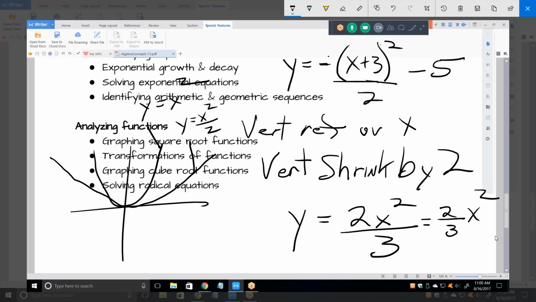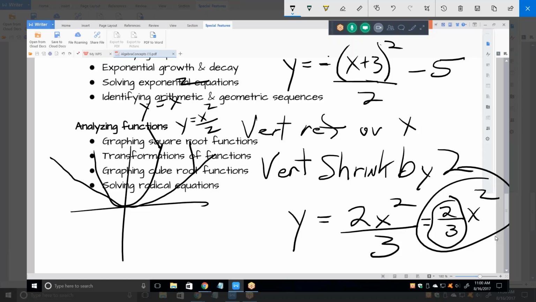Now what is it? It's a vertical shrink by a factor of 2/3. Okay, so you have to say that fraction. In other words, it wouldn't flatten it in half.